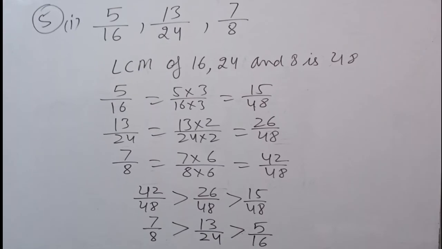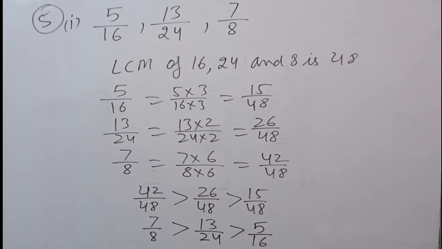I am taking question number 5, in which we have to arrange the given fractions in descending order of magnitude. For this, we have to change the fractions into like fractions. For changing the fractions into like fractions, we have to take the LCM of the denominators. So the LCM of the denominators 16, 24 and 8 is 48. Now we will change the denominator of all fractions to 48.